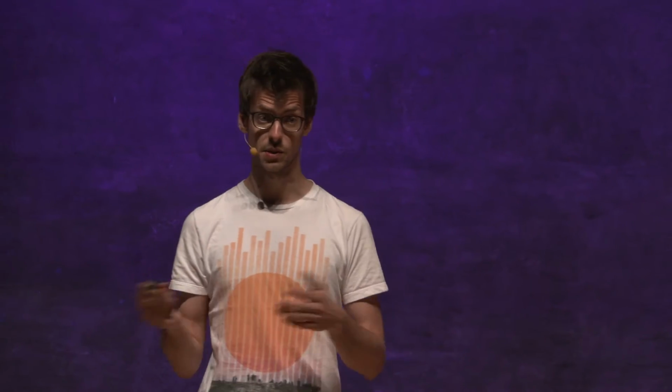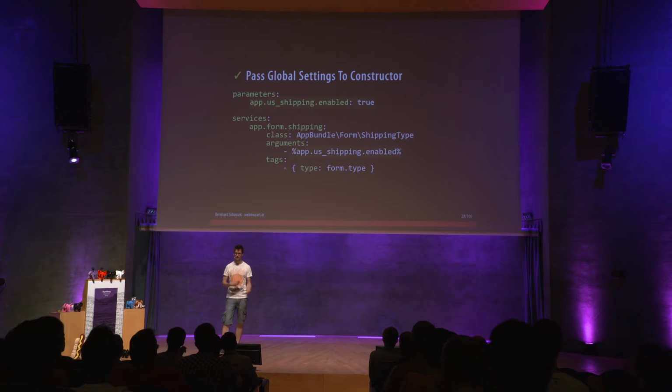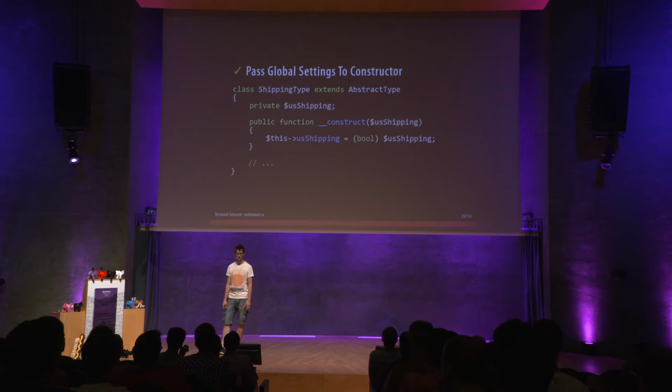If you have global settings, I don't know if anybody of you saw Benjamin's talk about feature flags, something like a global flag for stating whether shipping to the US is enabled or not, then you can configure those flags in your service container configuration as a parameter and pass it to the constructor of your form type. All right? In the form type, you can use that flag to enable or disable some functionality like this.